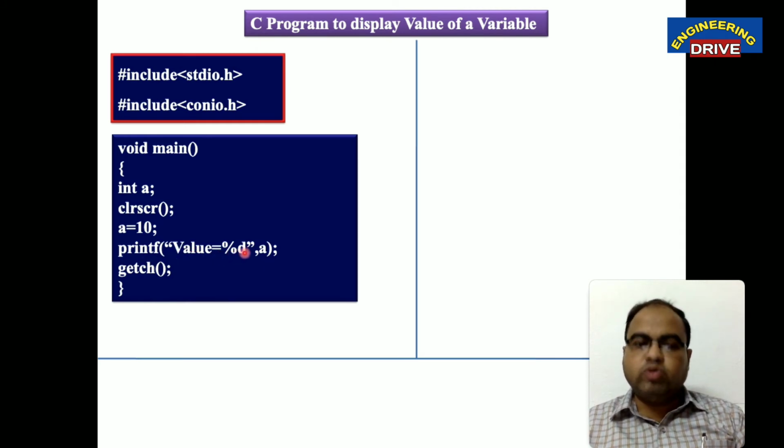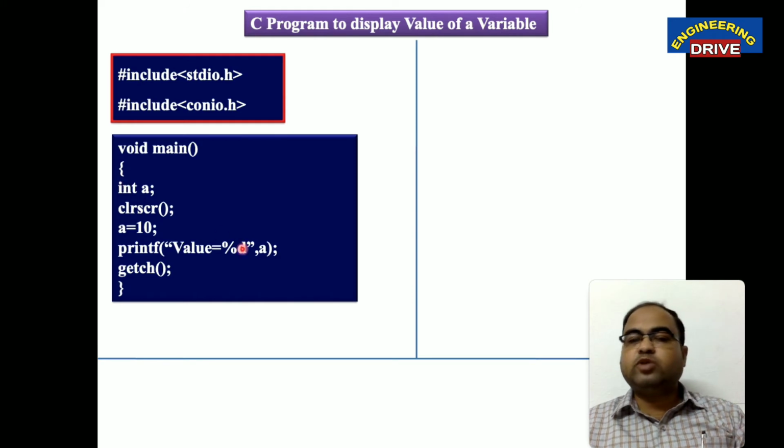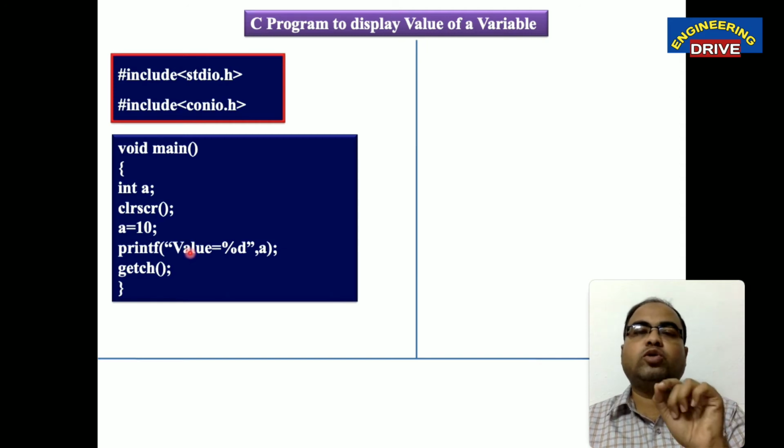Value is equal to %d. Why am I using %d here? It is a format specifier because I am using the int data type. That's why I should use %d in double quotations, comma, a. Wherever %d is there, it will be replaced with the value of a. What is the value of a? 10. So we will get the expected output as value is equal to 10.